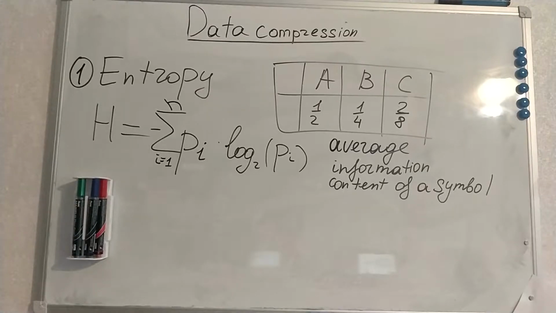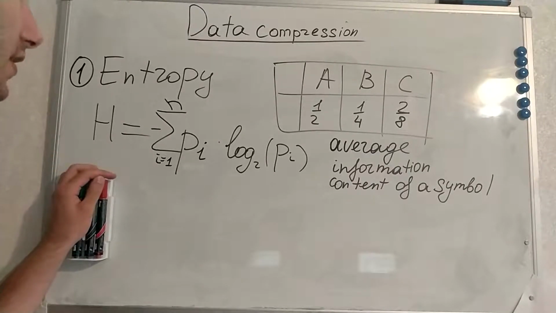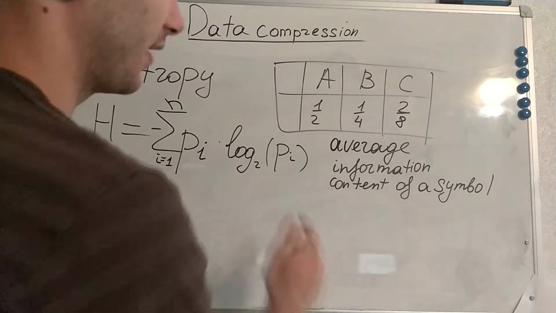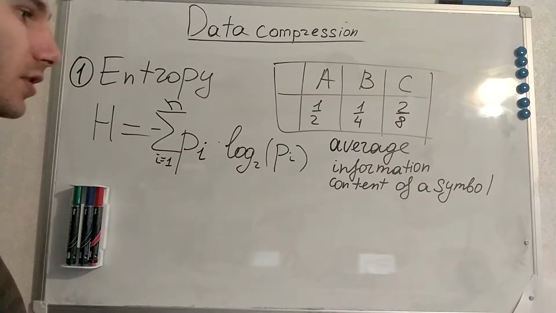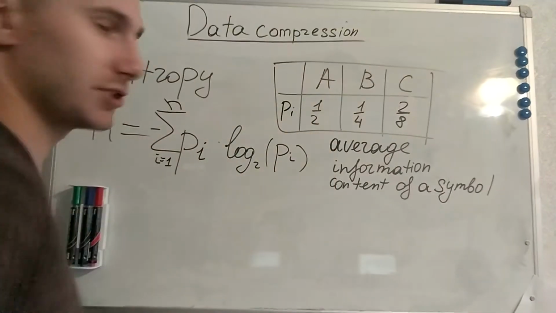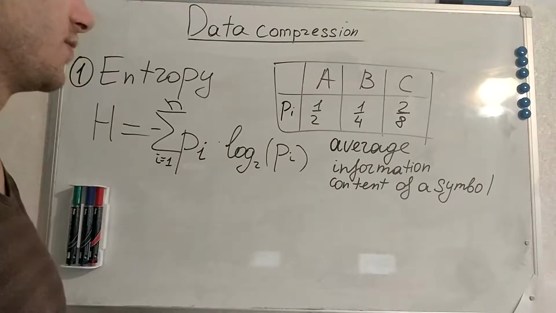In our last video we got an introduction to data compression. Now we come to an important concept: entropy. Entropy shows, in the end, the average information content of a symbol. So, each symbol has its probability.